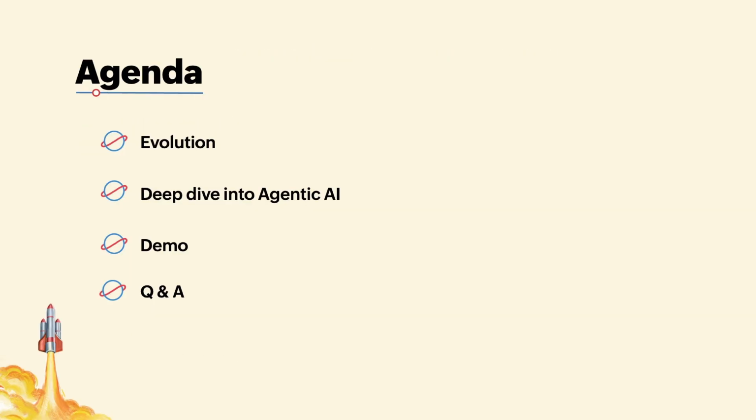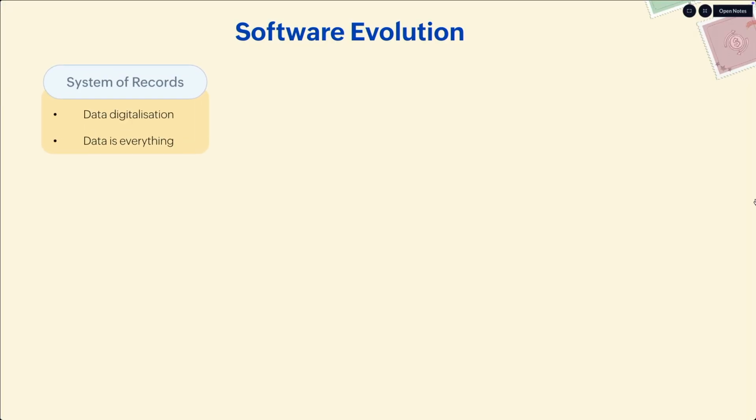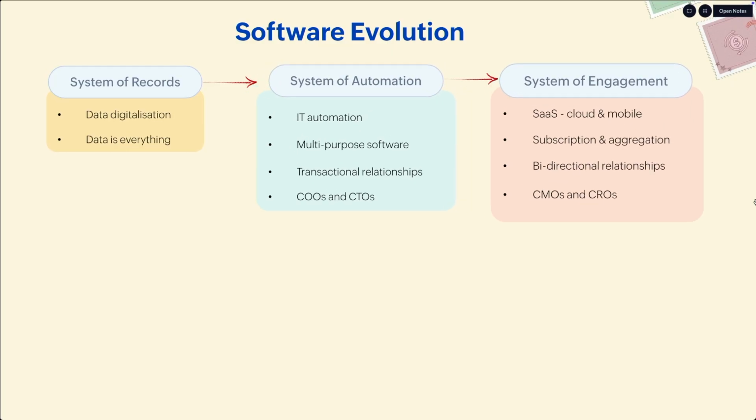Right. These are the things I wanted to cover. We'll talk a little bit about the evolution, how software has evolved over time to address business needs. Then we'll go deep into the agentic stuff, and then very interesting demos. I'll split this between two of us. I'll take care of the first two things, and then I'll pass the baton to Ramki, who is going to take care of the demo part of it. Fine? Right.